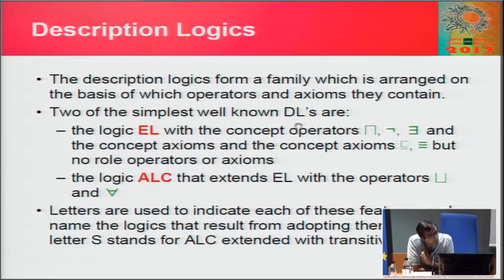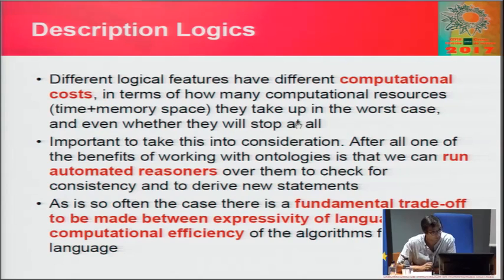I think that's a mistake. And then there's a logic ALC, which extends EL with the operators negation, union and for all. I think that's actually a mistake. There shouldn't be the equivalence sign there. And then letters are used to indicate each of these features and name the logics that result from adopting them. So, for example, the letter S stands for ALC extended with transitivity axioms.